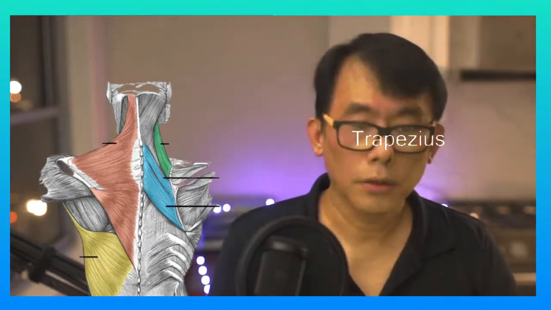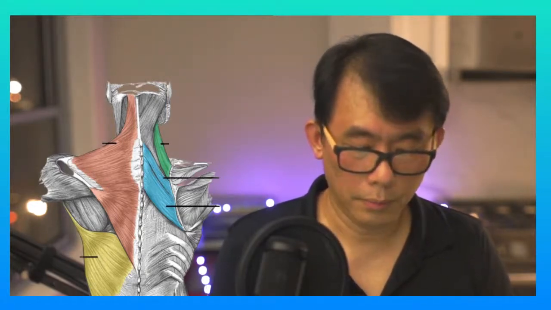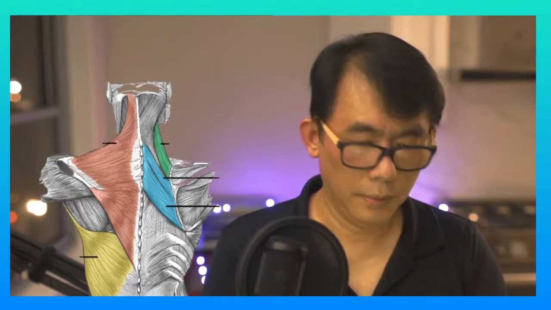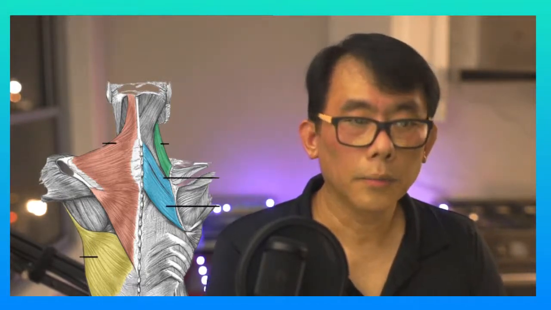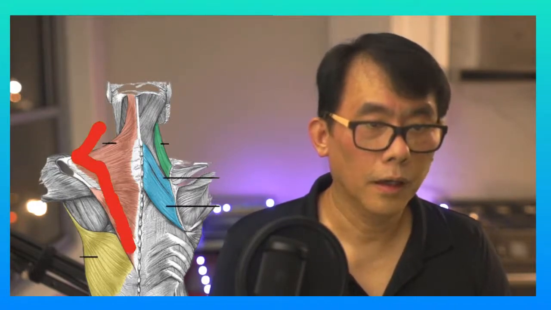Let me just show you in here. The muscle on the trapezius is this muscle here. That's the brown color muscle. That's your trapezius. Let me switch it back to trapezius.